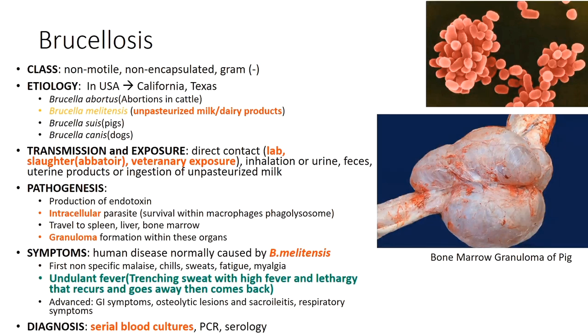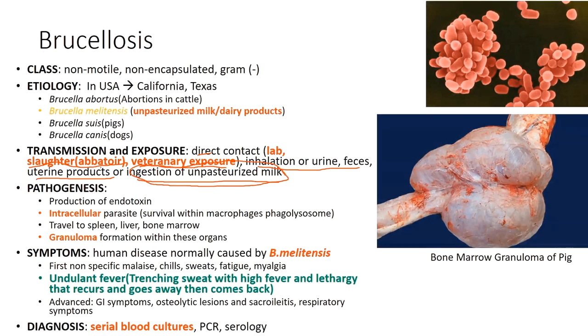Transmission and exposure, pretty much direct contact, such as lab workers or slaughterhouse workers, right? They're the guys that cut up animals for food. And then veterinary exposure, anything like inhalation, urine, feces, uterine products, and ingestion of unpasteurized milk. This is actually one of the more specific things that can give you brucellosis.